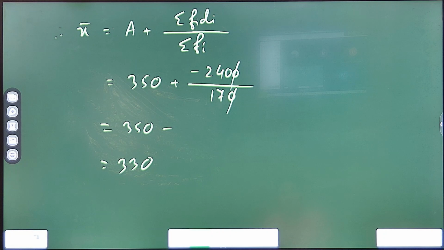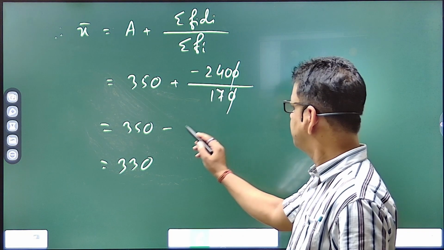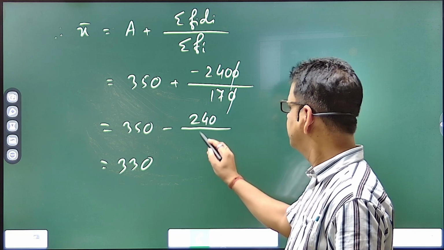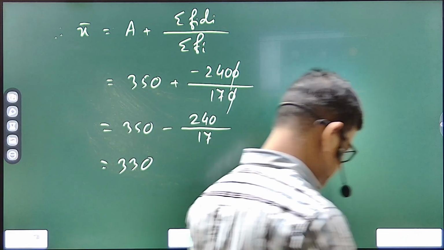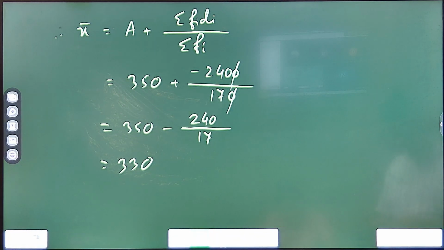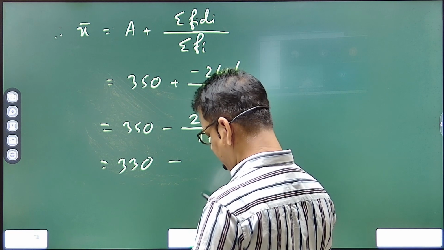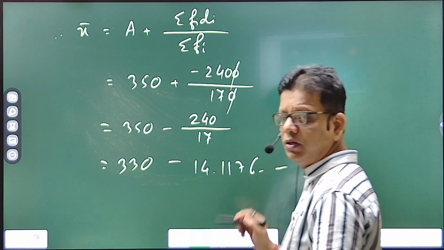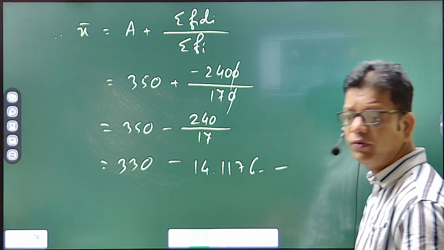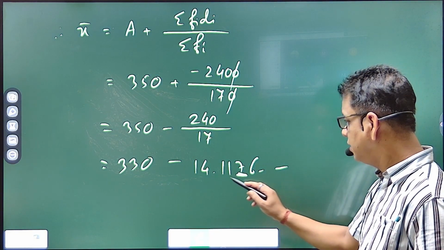So divide it, how much? It will be plus, minus, minus. So 240 by 17, divide using the calculator. In rounding, you can write it in decimals. So 240 by 17 has come minus 14.1176, and so on. We will write 14 point. You round it off. You know rounding.